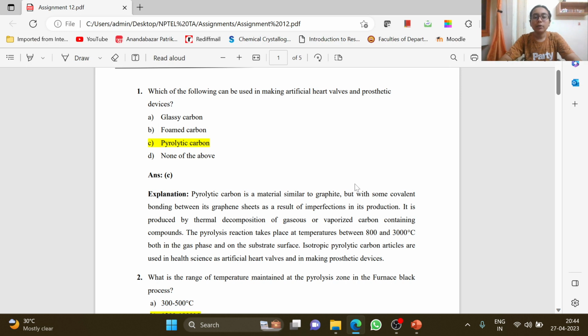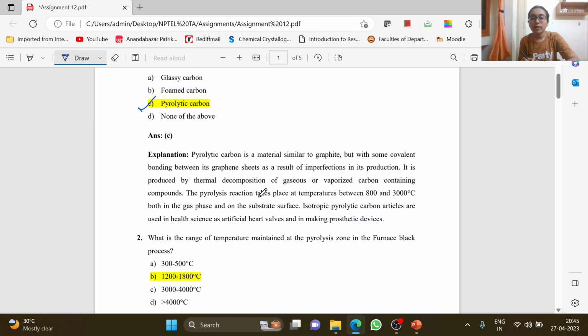Which of the following can be used in making artificial heart valves and prosthetic devices? Glassy carbon, foamed carbon, pyrolytic carbon, none of the above. Pyrolytic carbon is the actual answer for our prosthetic devices and heart valves. This is a material similar to graphite but with some covalent bonding in between its graphene sheets. Graphite does not have any covalent bonding, it has weak van der Waals interaction in between two sheets.